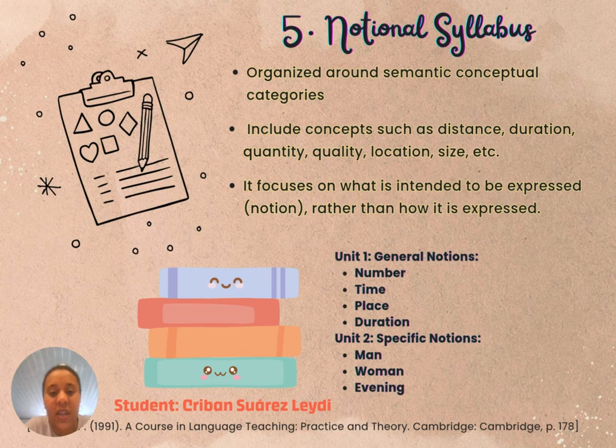Now let's continue with the notional syllabus. In this case, the content is organized around semantic conceptual categories. These concepts could be distance, duration, quality, quantity, location, size, etc. As example, I have general notions in Unit 1 could be number, time, place, duration, and specific notions man, woman, evening, etc.